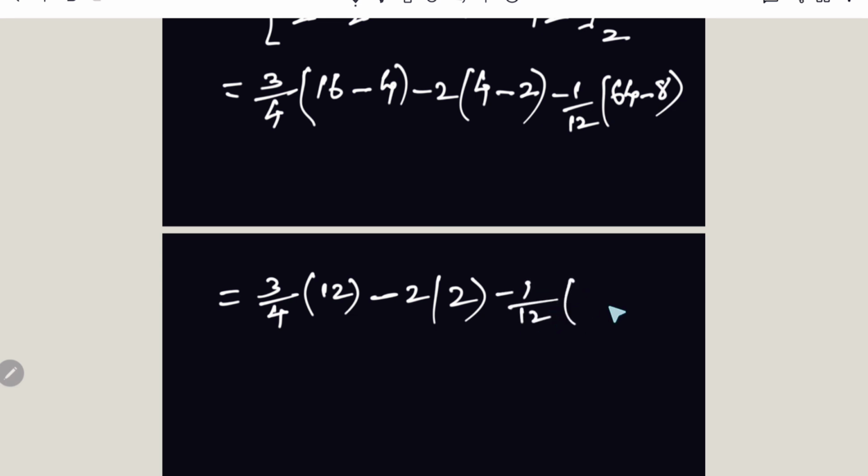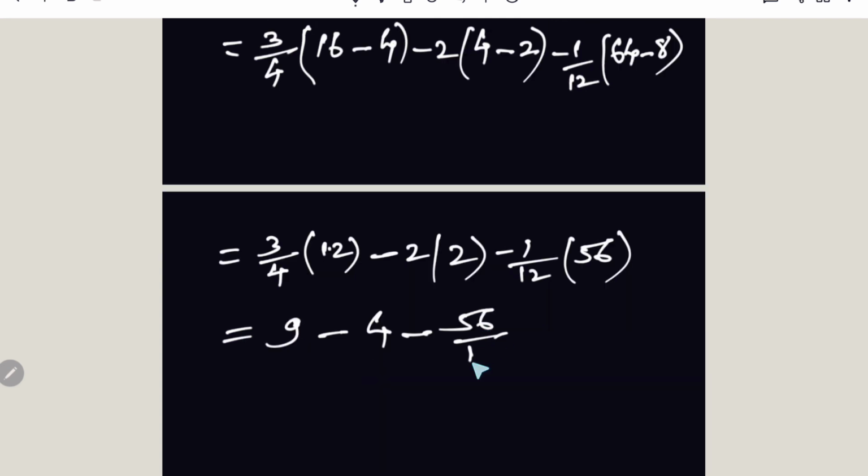lower limit is 2, and minus 1 by 12, upper limit cube, 4 cube is 64, and minus 2 cube is 8, and then simplifying it further, it is 3 by 4, 16 minus 4 we get 12, minus 2 into 4 minus 2 we get 2, and minus 1 by 12, 64 minus 8 we get 56, and again simplify it.